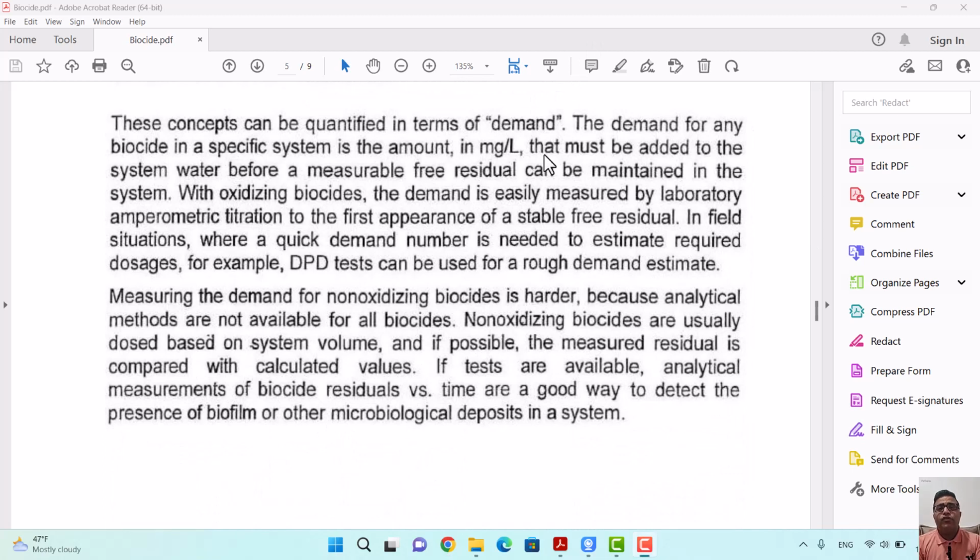In these episodes, from now on, I want to elaborate on non-oxidizing biocides. By the way, you can go to my websites and download or watch the episodes about oxidizing biocides. In those episodes, I have explained extensively the characteristics of different types of oxidizing biocides. For now, let's focus on non-oxidizing biocides.